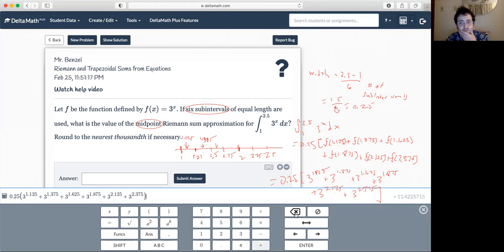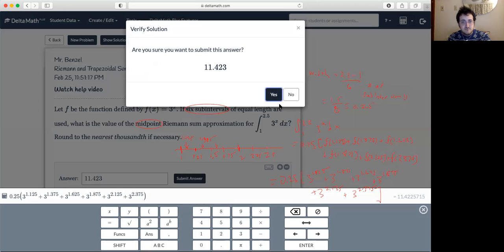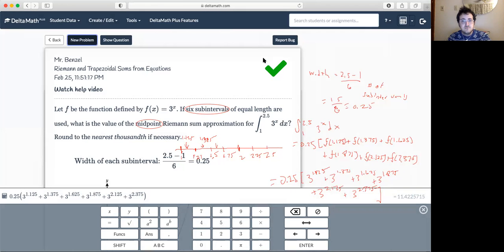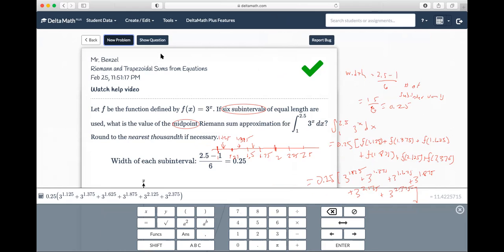And that is a midpoint Riemann sum. So it says to the nearest 1,000th, so we're looking at about 11.423. And we are looking good on that. So it's a little tedious with the numbers there on that one, so that kind of makes it a little bit more interesting.